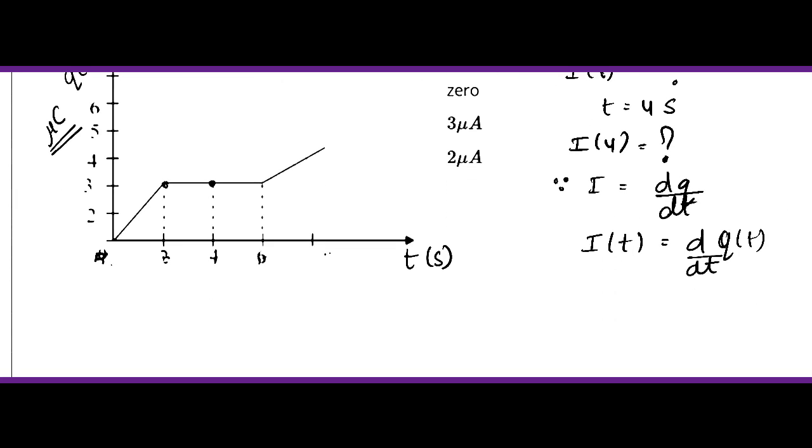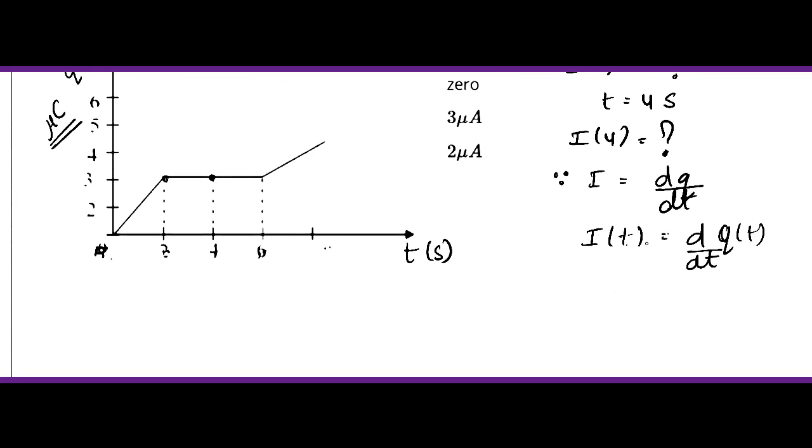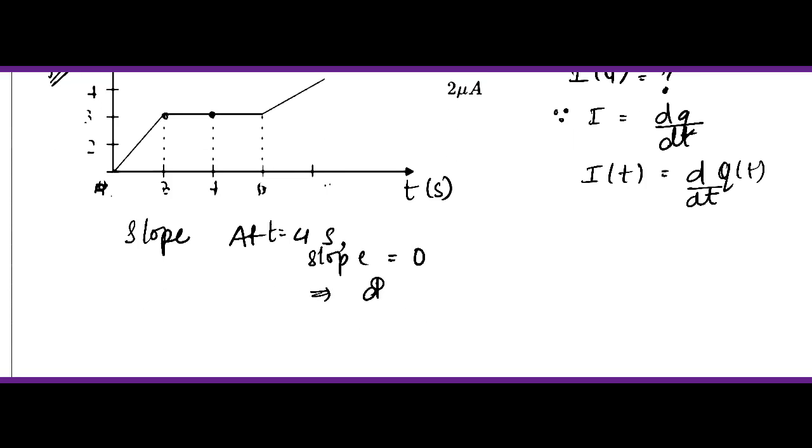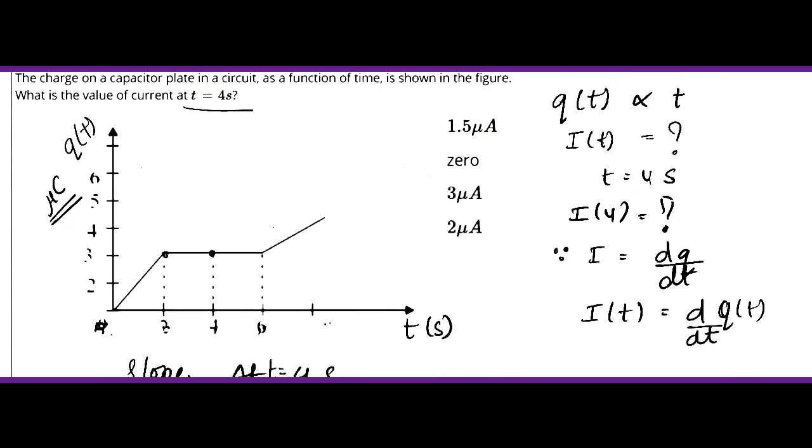So at t equal to 4 seconds, dq by dt, the derivative, is what? Slope. Slope is nothing but the derivative. So at t equal to 4 seconds, the slope is equal to 0. That implies that dq of t by dt is equal to 0. There is no change at t equals 4 seconds, which implies that the current at 4 seconds would be equal to 0. So our answer is option B. Thank you.